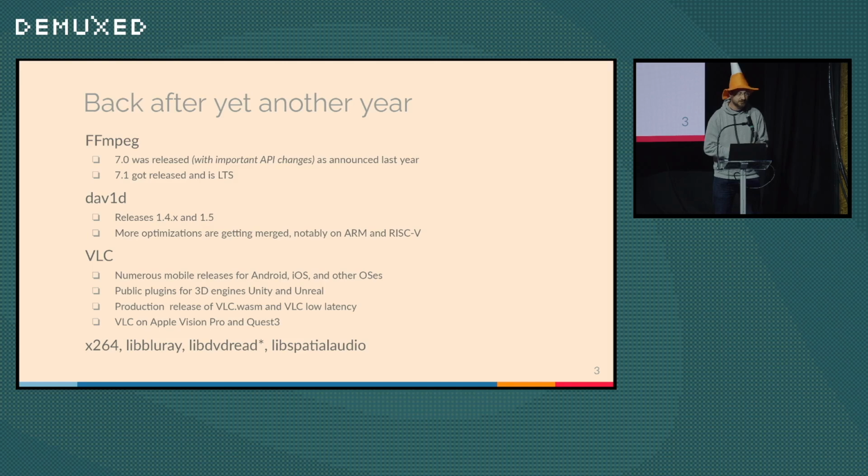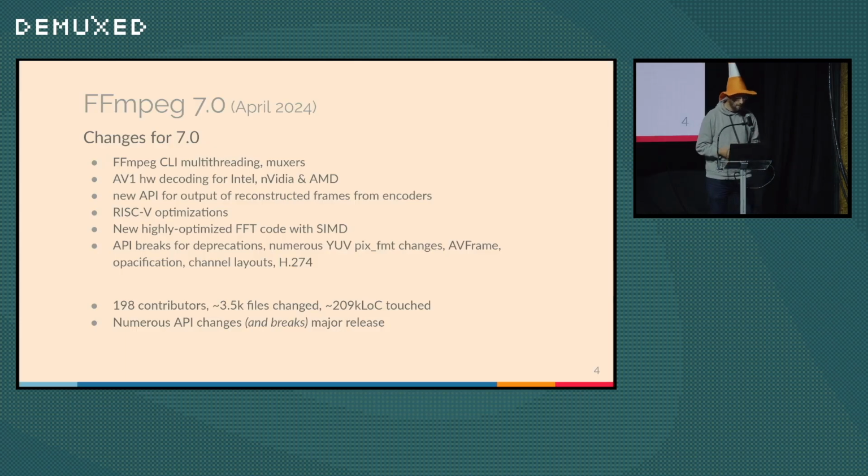Last year I was promising that we would release 7.0 in the spring. We did. We also released FFmpeg 7.1 a couple of weeks ago. We have released versions of dav1d as usual and VLC and other open source projects. So I'm going to explain a bit what we've done lately. FFmpeg 7.0, which was supposed to be out in February, got out in February late, which is April.